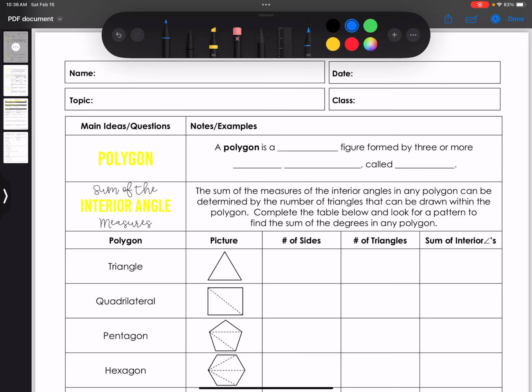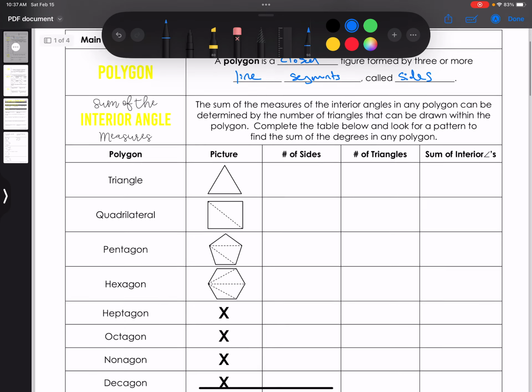All right, so first up, I want to define polygon for you. You've heard this word before, but just to make sure everybody's on the same page, a polygon is a closed figure formed by three or more line segments called sides. Okay, and again, like I said, you know that.